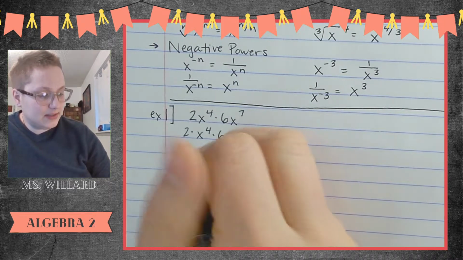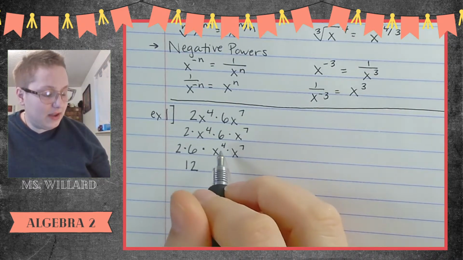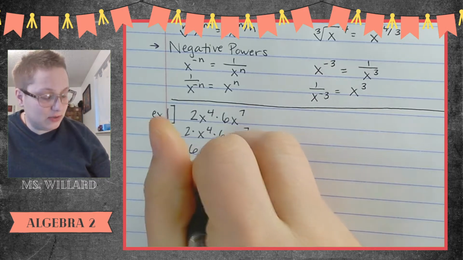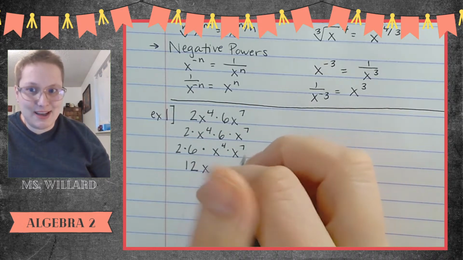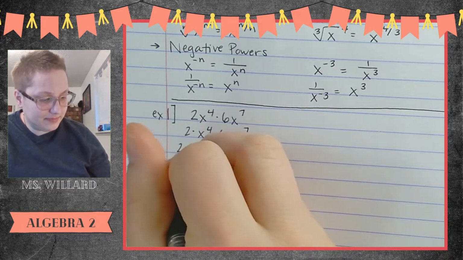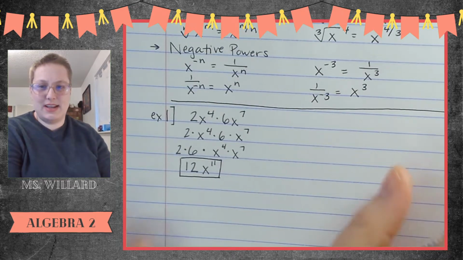Okay, so 2 times 6 is 12. That's just normal math. That's nothing crazy. And then when I have multiplication with powers, I add up the powers. This will be 12x to the 11th. Not too bad. Okay, let's do the same one, but with parentheses, because I said that that's different.